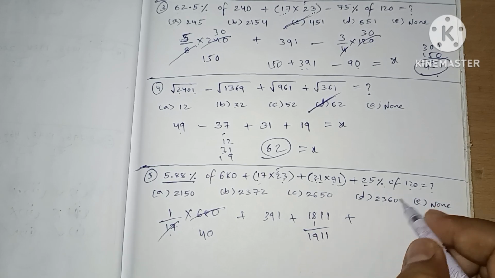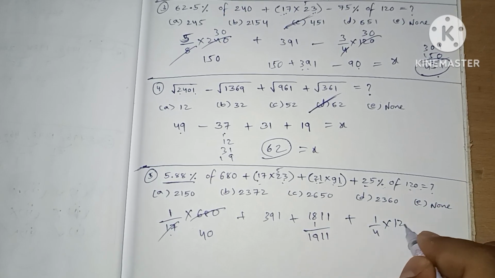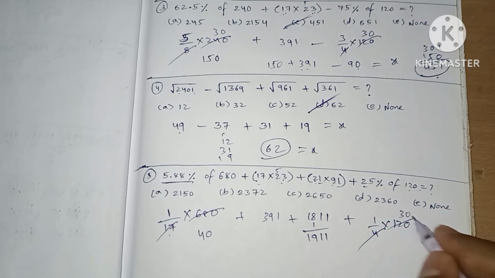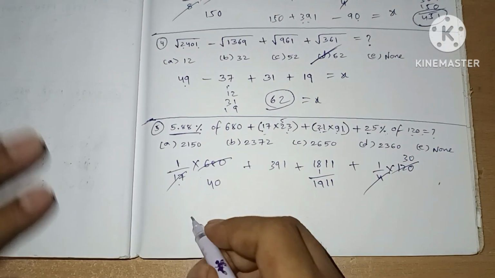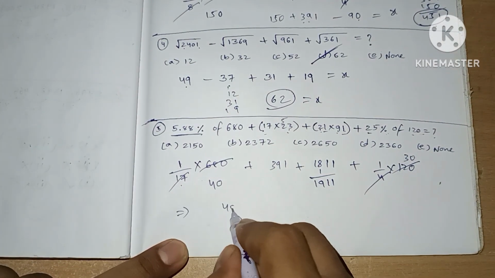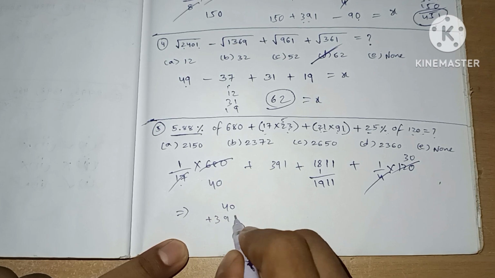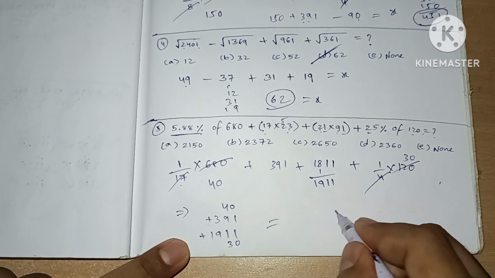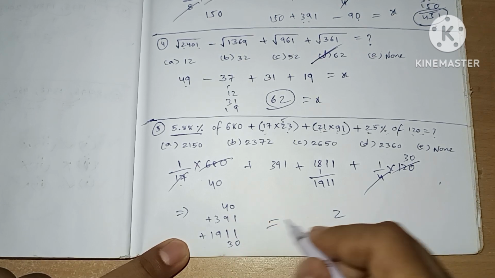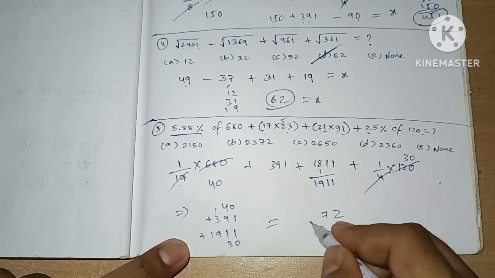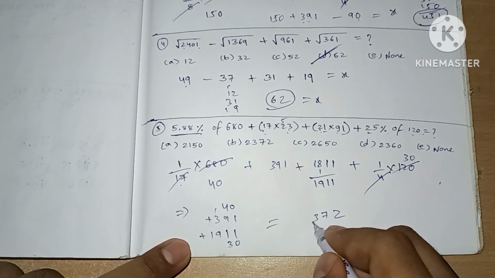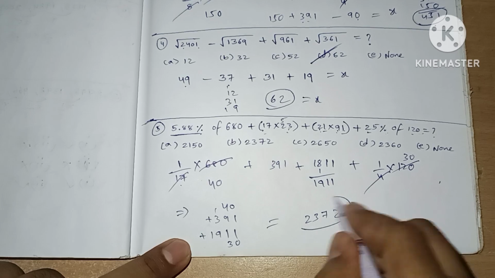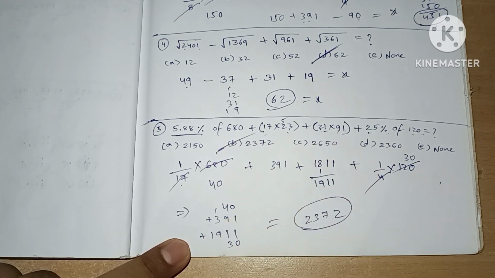25% of 120, which is nothing but 1/4 of 120, 30 times. So what we get is 40 plus 391 plus 1911 plus 30. So totally we have 2372. Answer will be option B.